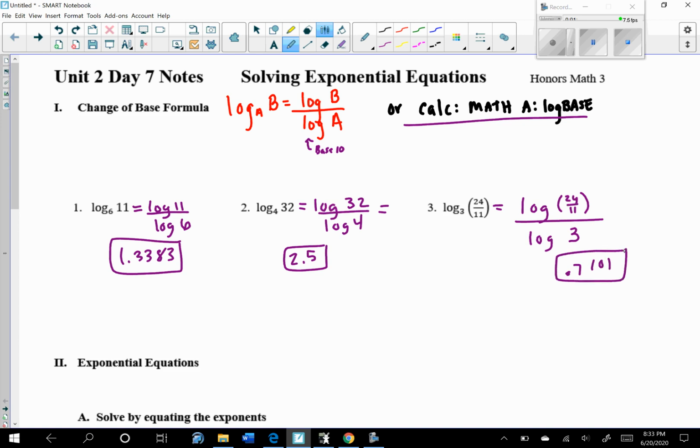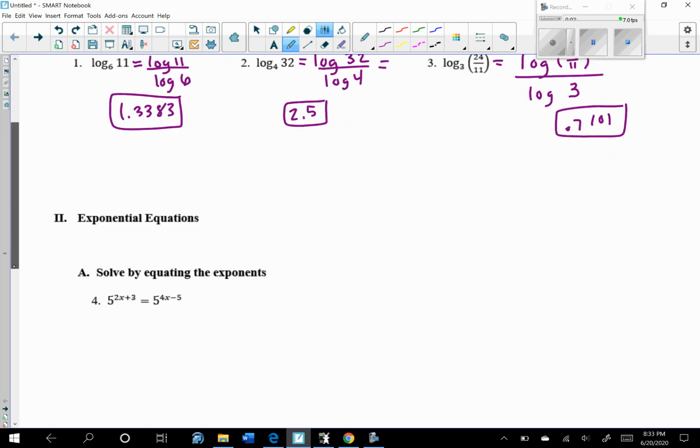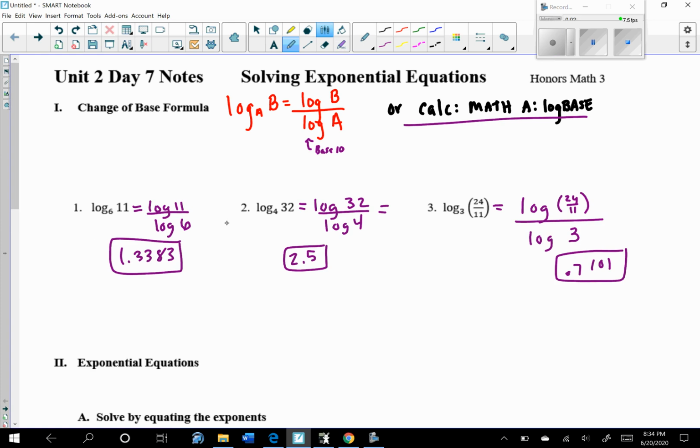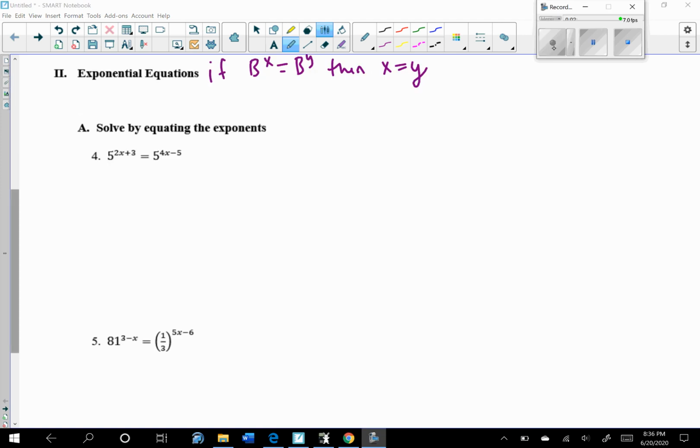Okay, so that's it for the change of base formula. Let's go ahead and look at exponential equations. So for exponential equations, if b to the x is equal to b to the y, then x has to be equal to y. So for this first problem, you can see that you have a base 5 equals a base 5. So that means you're going to solve by setting the exponents equal. So 2x plus 3 equals 4x minus 5. And then you just have to solve.